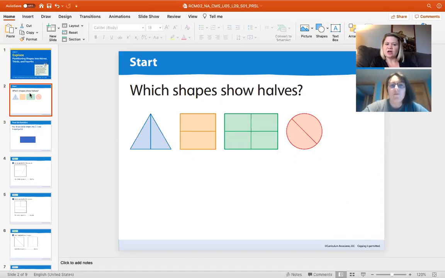Okay, so first we're going to take a look at these different shapes. And we're going to talk about which shapes show halves. So we have a triangle, a square, a rectangle, and a circle. Now what you need to know about halves is that halves show two parts. So it's one shape that you cut in half, and it then makes two parts, okay?